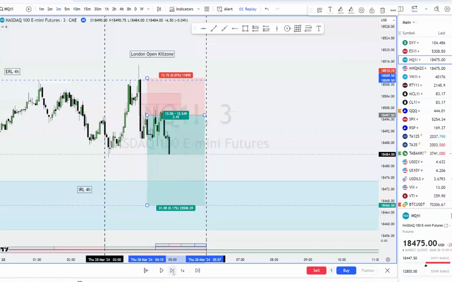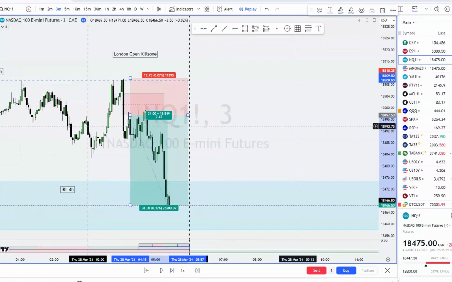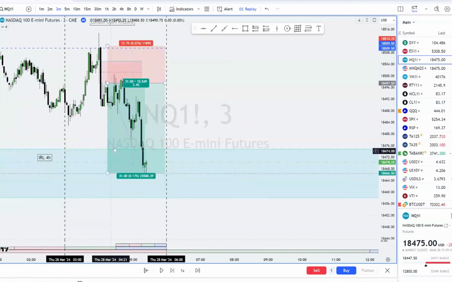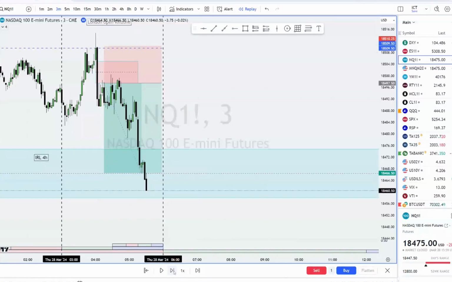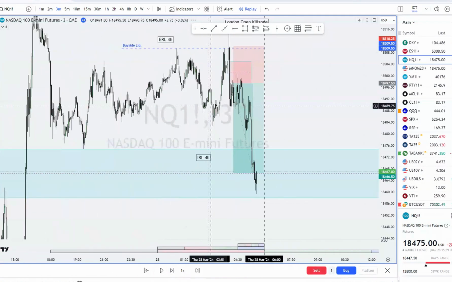Consolidating a little bit, displacing downwards, and again, taking our first target and second target. And this was a beautiful, I think 2 to 5 trade. And if you kept your runner to the third TP, you almost got hit, but you didn't. And then when we're tapping the 50% of the fair value gap, this was my goal for the day.